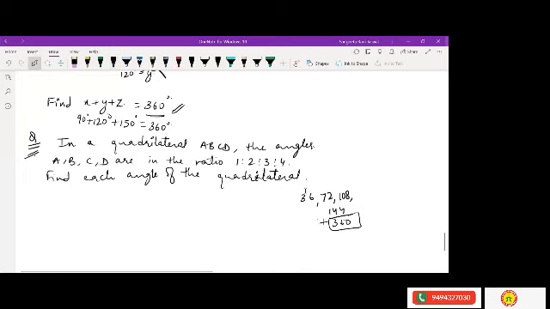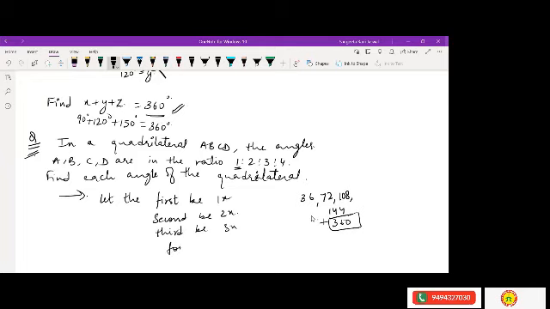Yes, great. Okay, so that is one way of doing it. Whatever you said is correct. That's so good. There's a shorter way of doing that. In a quadrilateral, all these angles are in this ratio. So let the first angle be 1x, because the ratio is given. Let the second angle be 2x. Let the third angle be 3x.